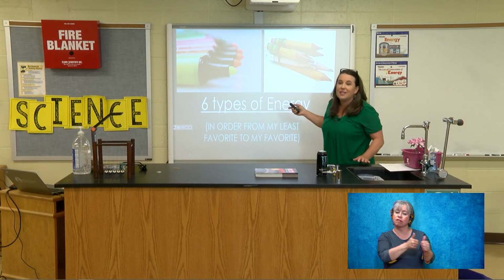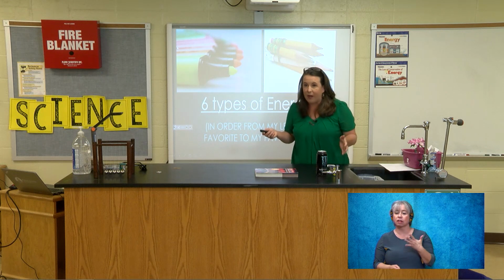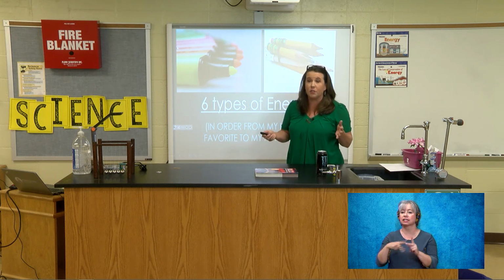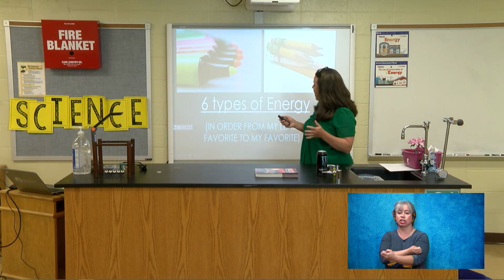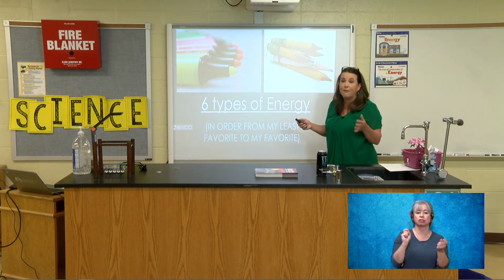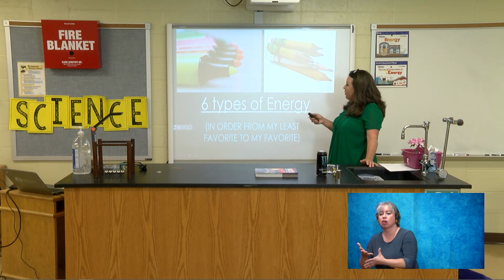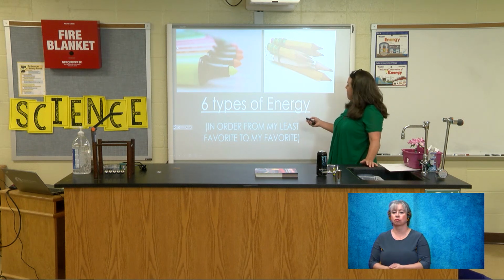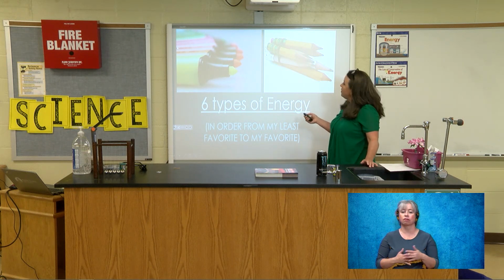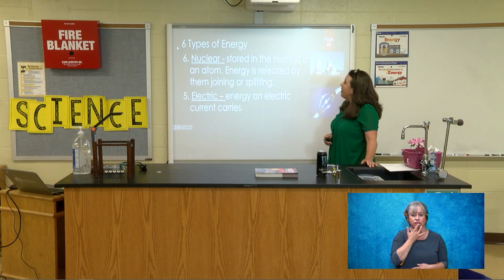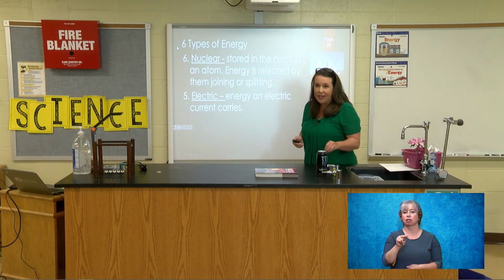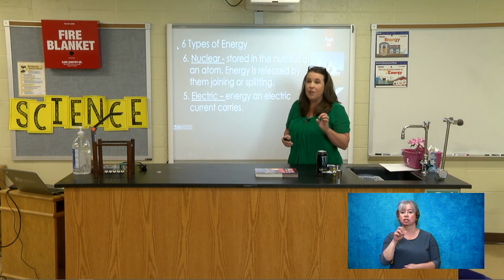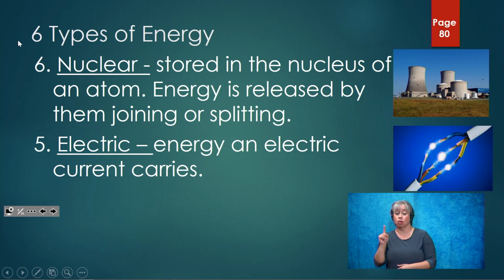So we're going to cover the 6 types of energy. We need to know what we're talking about before we talk about how energy can transform, how energy can change, and where this energy is coming from. So in no particular order, actually in the order from my least favorite to my most favorite, let's start off with nuclear energy. Nuclear energy is found inside the nucleus of an atom, and that might ring a bell because we covered that in chemistry first quarter. Energy is released by those atoms joining or splitting apart.